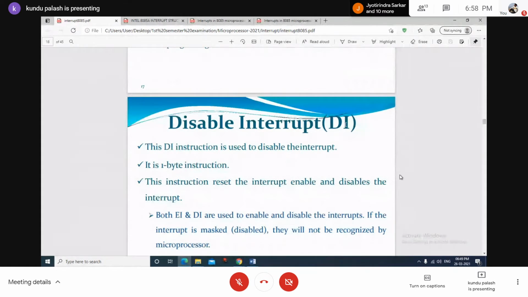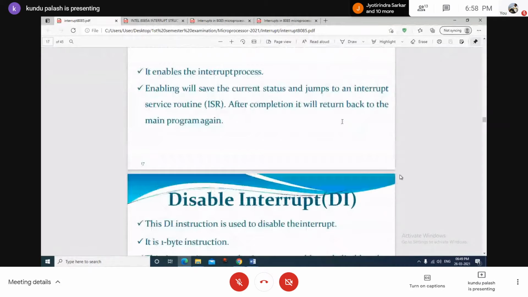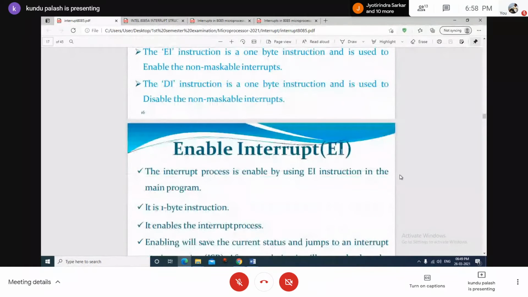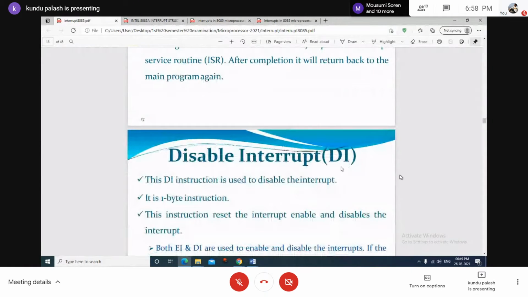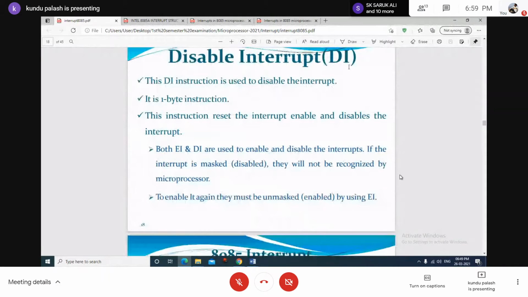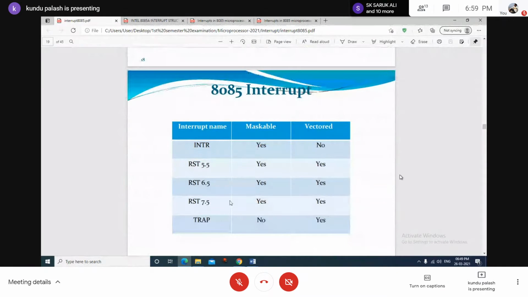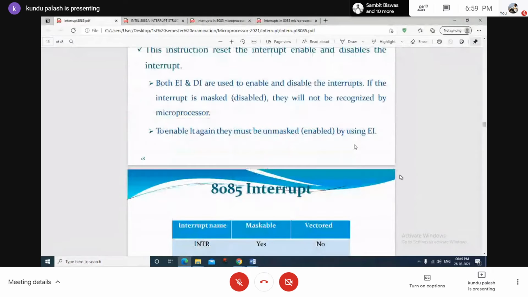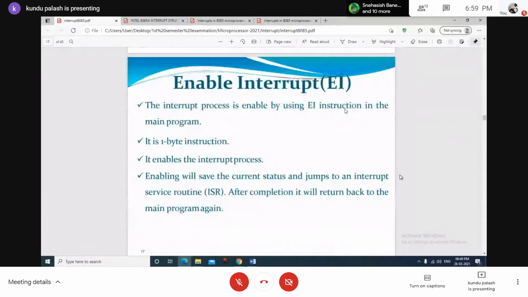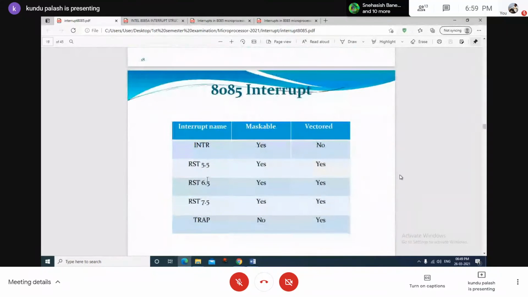So that should be kept in mind. The interrupt system should be enabled by the EI instruction, and it can be disabled by the DI instruction, which will disable all the interrupts. But there are some situations when, even though the interrupt system is enabled by the EI instruction, some of the interrupts should be selectively blocked. And this process is called the masking of the interrupt.